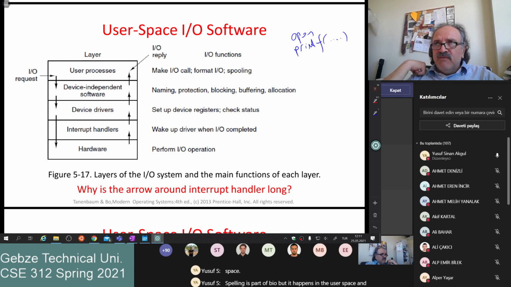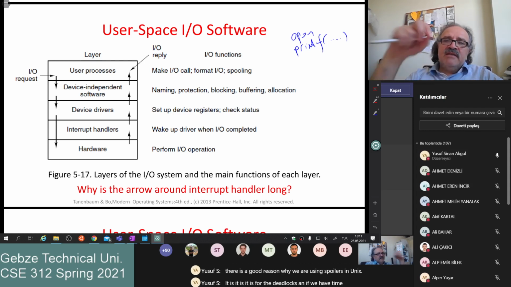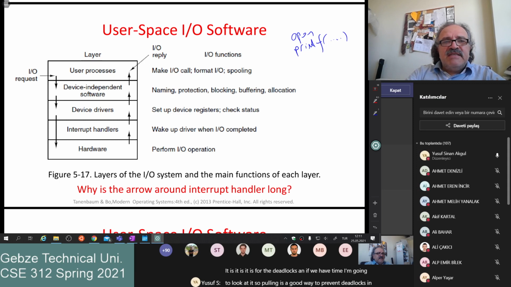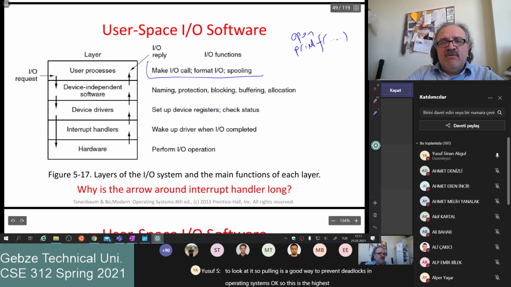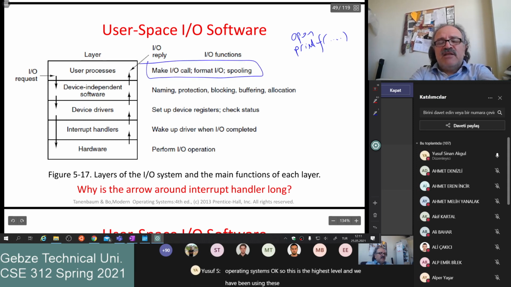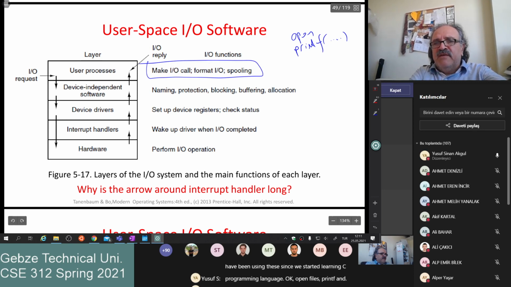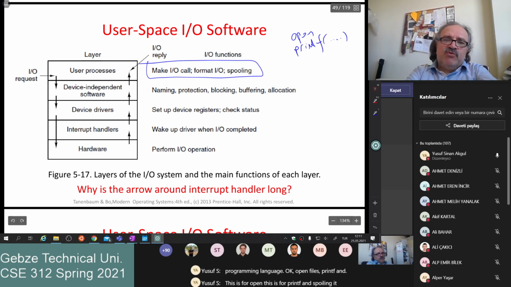And there is a good reason why we are using spoolers in Unix. It is for the deadlocks, and if we have time, I am going to look at it. Spooling is a good way to prevent deadlocks in operating systems. Okay, so this is the highest level, and we have been using these since we started learning C programming language. Okay, open files, printf, this is for open, this is for printf, and spooling is sending a file to print.